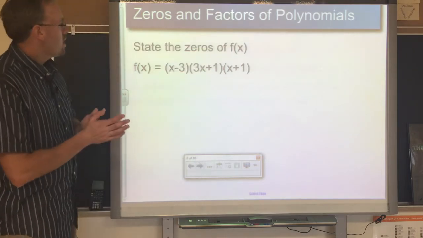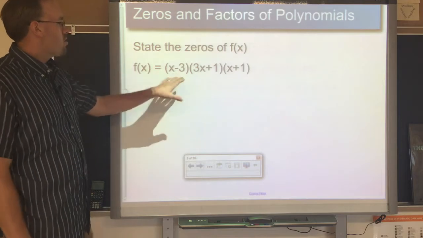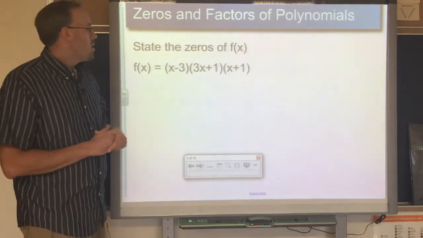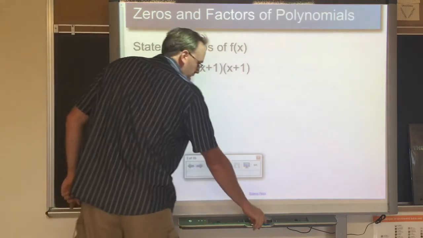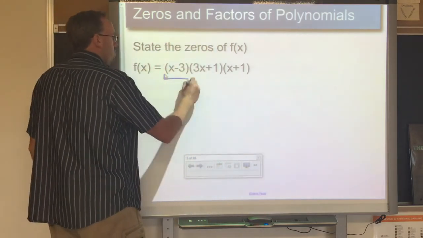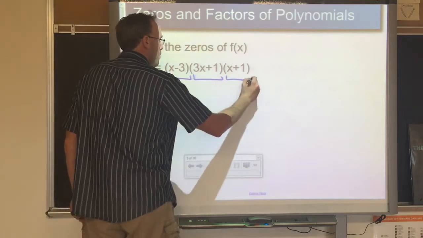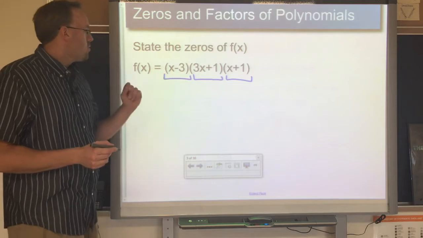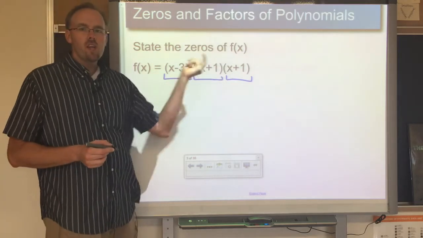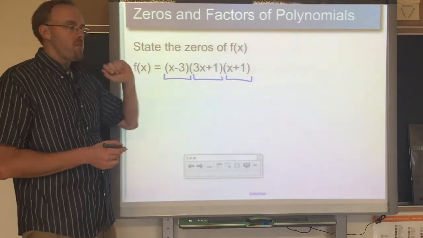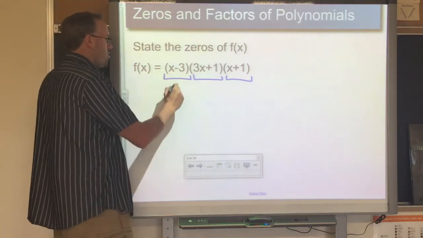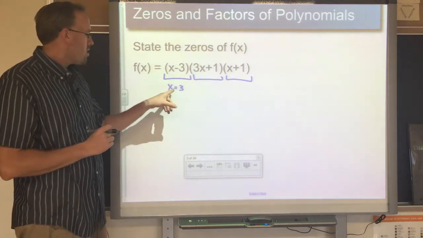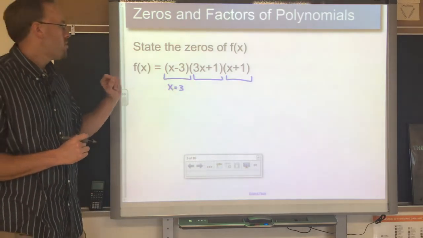So to start with, here we have this polynomial, and it's already factored for us. And what we want to do is state the zeros of this. So what we're going to do is get a 0 from each of these factors. And the 0 here is, well, what value of x makes this 0? Because if I can make this 0, it won't matter what either of these are. 0 times anything will be 0. So if I plug in 3 for x, that will make this one 0.